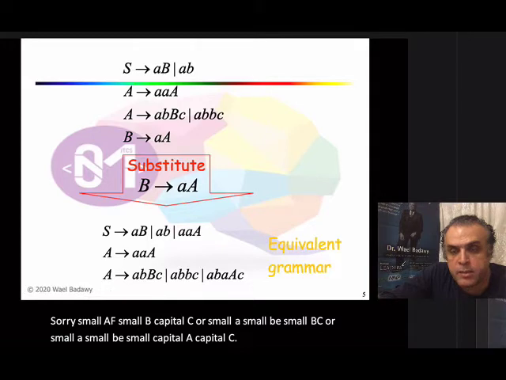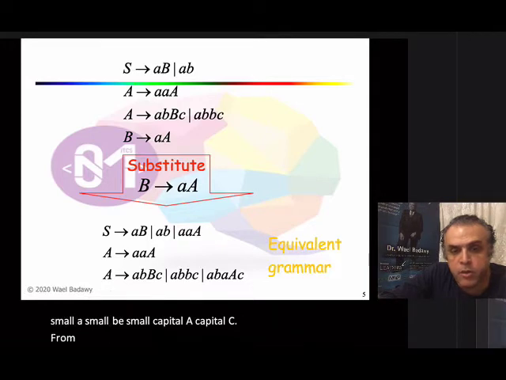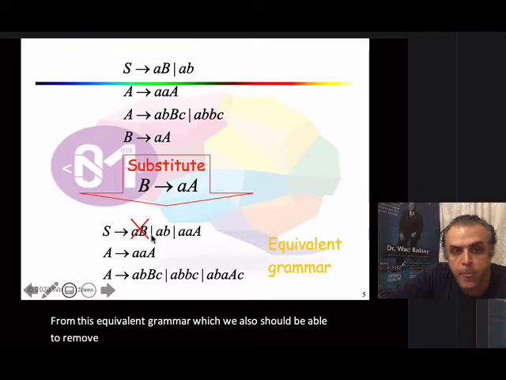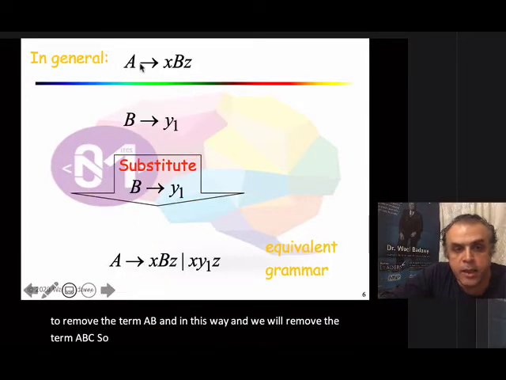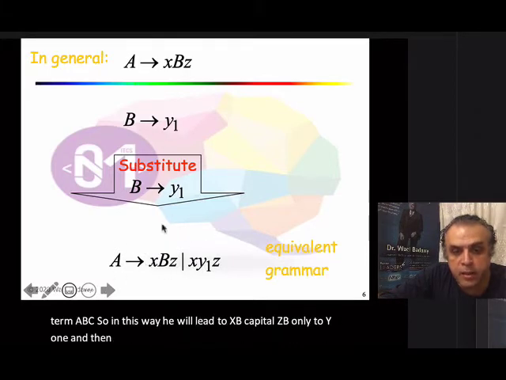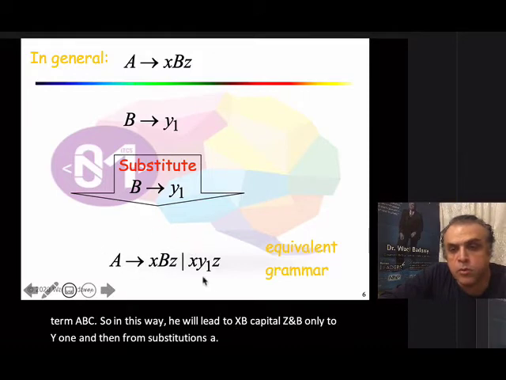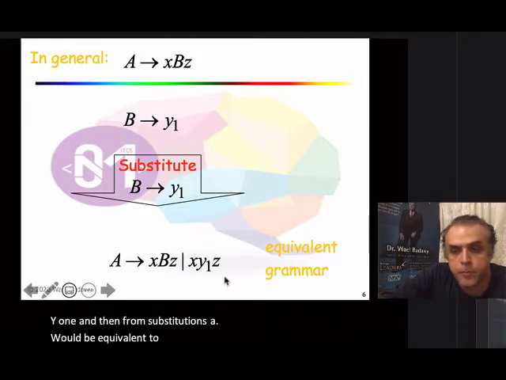From this equivalent grammar, we also should be able to remove the term A, B, and in this way we will remove the term A, B, C. So in this way, A will lead to X, B, capital Z, and B will lead to Y, 1, and then from substitutions, A will be equivalent to the same grammar.